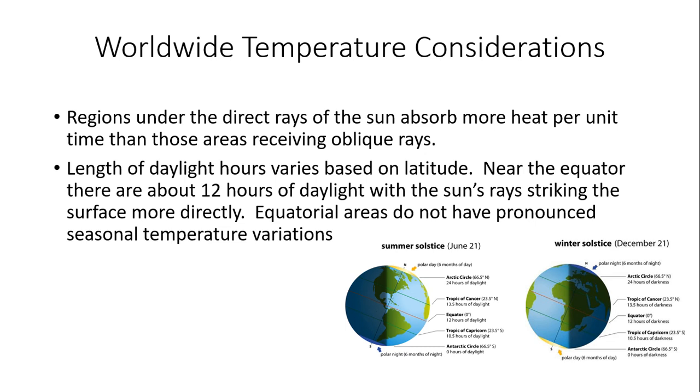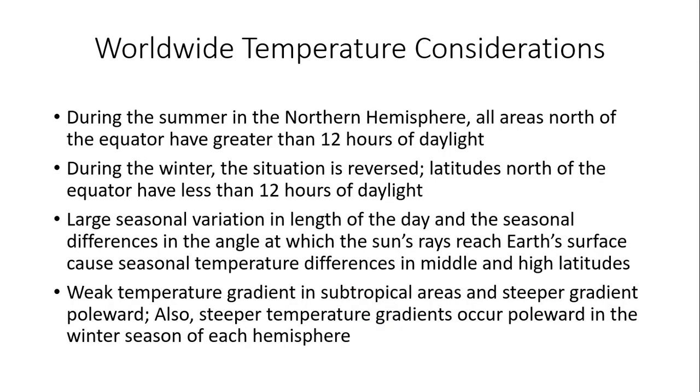Plays a big role in how long the sun will be out for a particular location to heat the actual air mass. So during the summer in the northern hemisphere, all areas north of the equator are going to have greater than 12 hours of daylight. During the winter, the situation is reversed, where latitudes north of the equator have less than 12 hours of daylight.